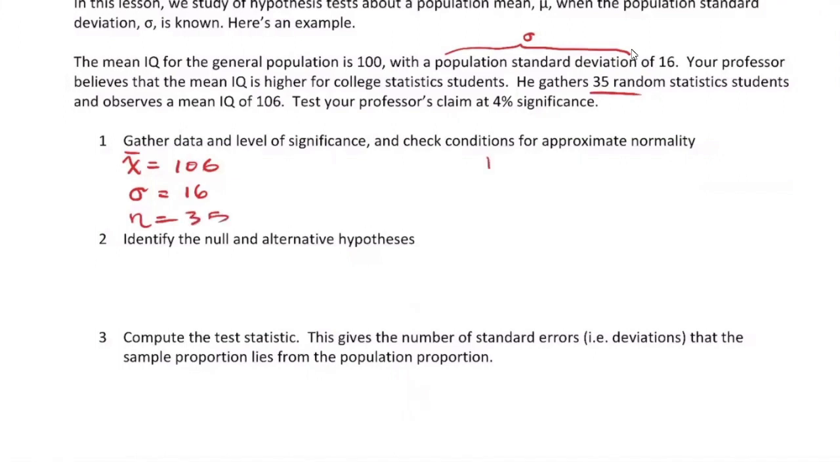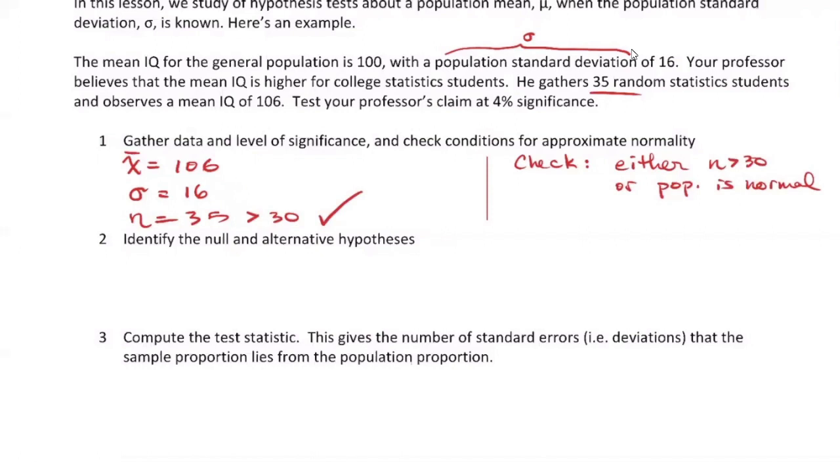Okay, and remember that what we have to check is either n has to be bigger than 30, or the population is normal that you're sampling from. Okay. So check that. Here we've got n is 35, which is bigger than 30, so we're okay on this. Any questions? Okay, so this just has different criteria.